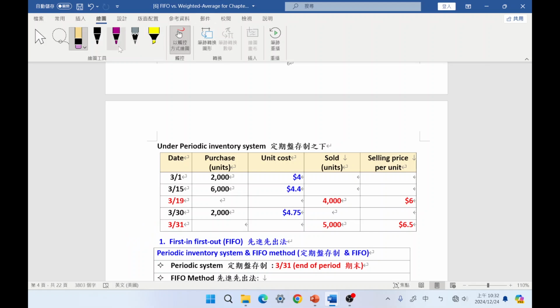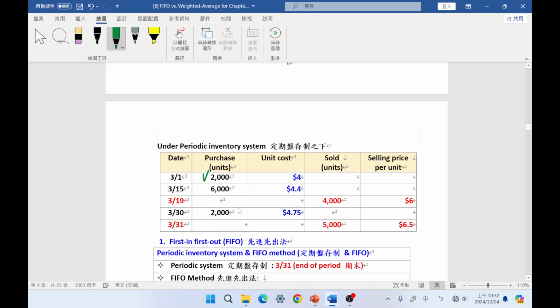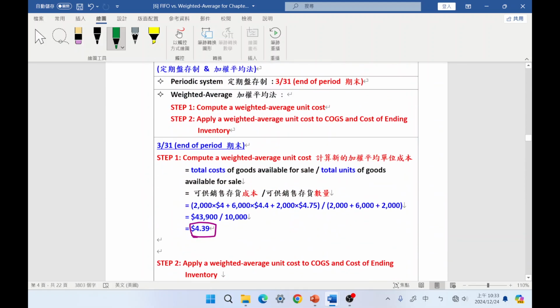Okay, so we mix all inventory together on the last day. How many inventory we have? 1, 2, 3. So you mix these 3 inventory together, try to get your new unit cost. Okay, so 3 inventory, 2,000, 6,000, 2,000. So that's why we got our new unit cost based on first inventory 2,000 units, second inventory 6,000 units, third inventory 2,000 units. Okay, so we got a new unit cost, 4.39.